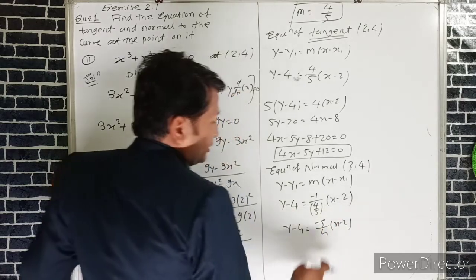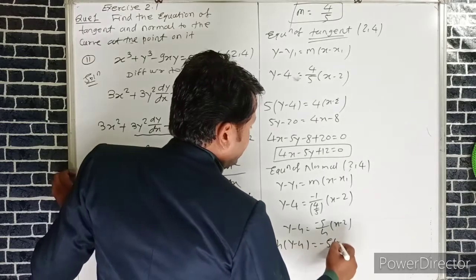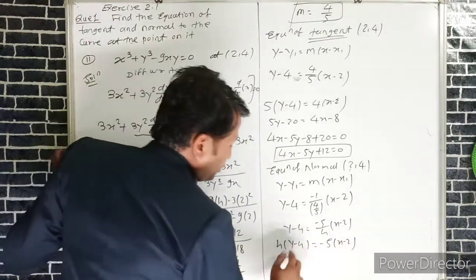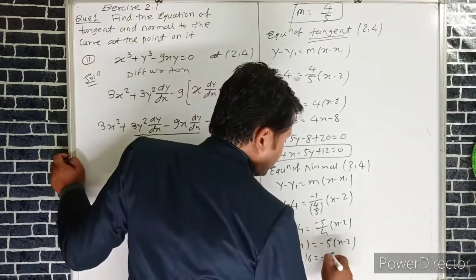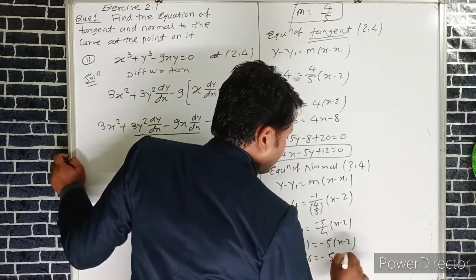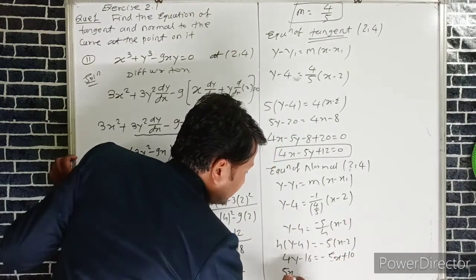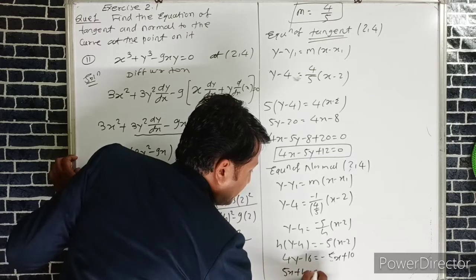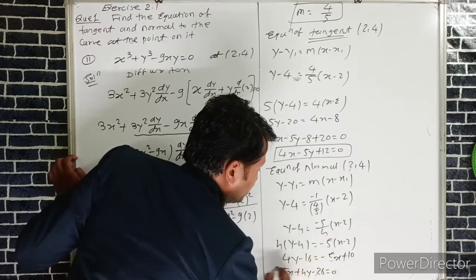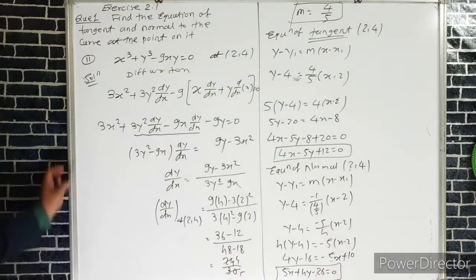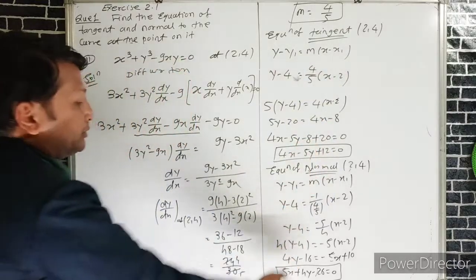Now we shift this to the left side, and we can write 4 into y minus 4 equals minus 5 into x minus 2. 4 into y, which is 4y minus 16, equals minus 5x plus 10. So minus 5x becomes 5x, plus 4y minus 16 minus 10, which is minus 26, equals 0, which is the required equation of normal. That gives the equation of tangent and the equation of normal.